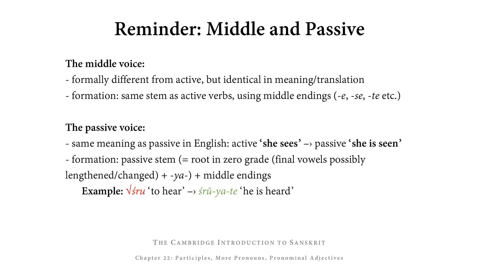The passive voice then has the same meaning as the passive in English, so whereas an active might be something like she sees, the passive counterpart of that would be she is seen. As for passive formation in Sanskrit, we take the passive stem, which consists of the root in zero grade plus ya, and if this verbal root ends in a vowel, then this root final vowel is possibly lengthened or changed. Added to this passive stem, we then have middle endings. So, for example, of shru, meaning to hear, we then have a third singular passive shruyate, he, she, or it is heard.